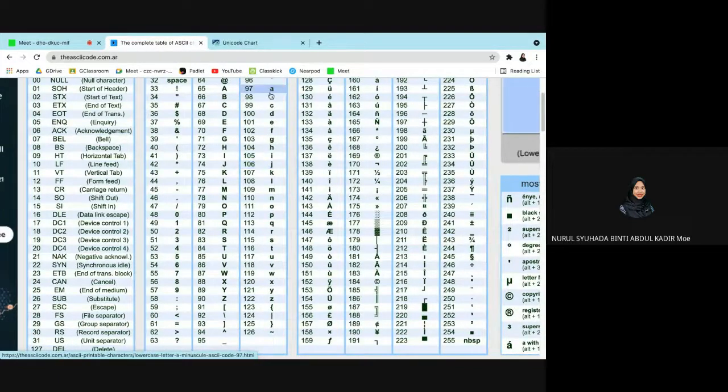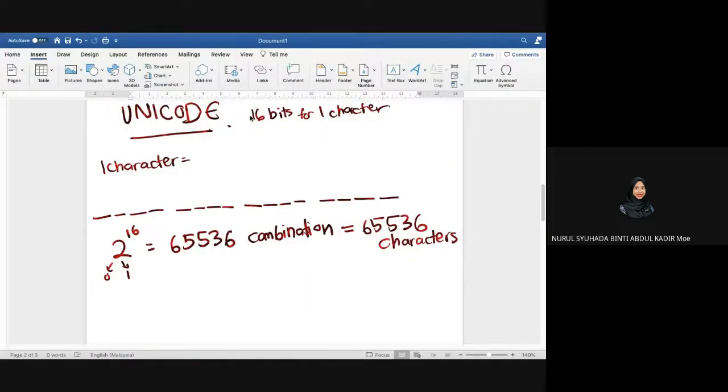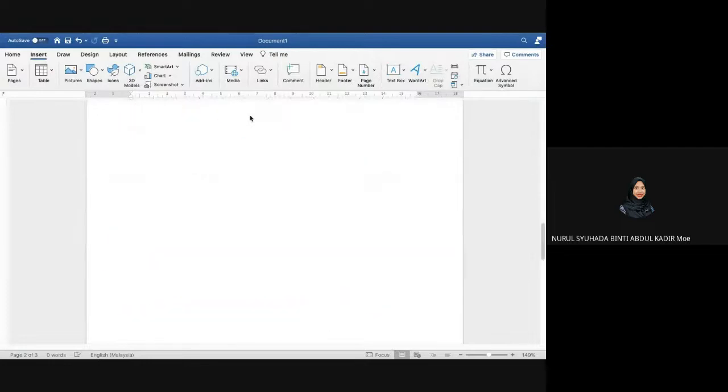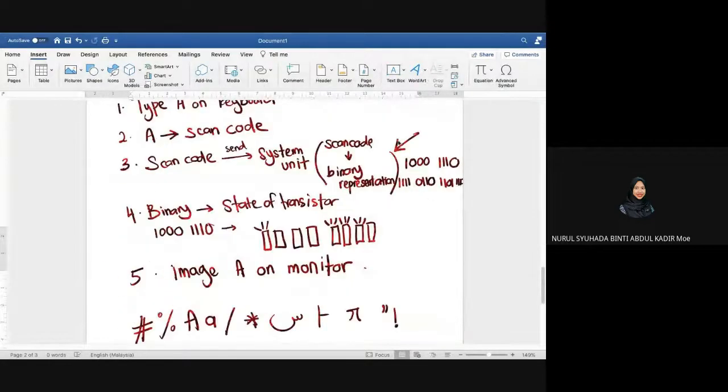Macam tu. Okay, tapi semua nombor-nombor ni, you kena convert kepada binary. Semua tu melibatkan binary sebab semua tu melibatkan proses yang ada dekat sini tadi. Ni binary representation. Whatever coding scheme that you use, it will be converted to binary.